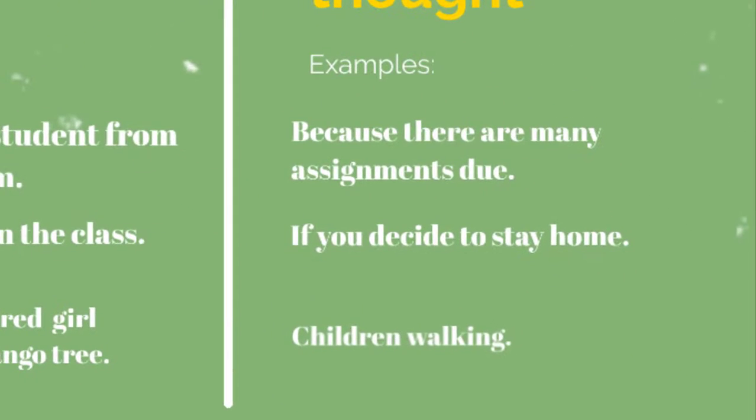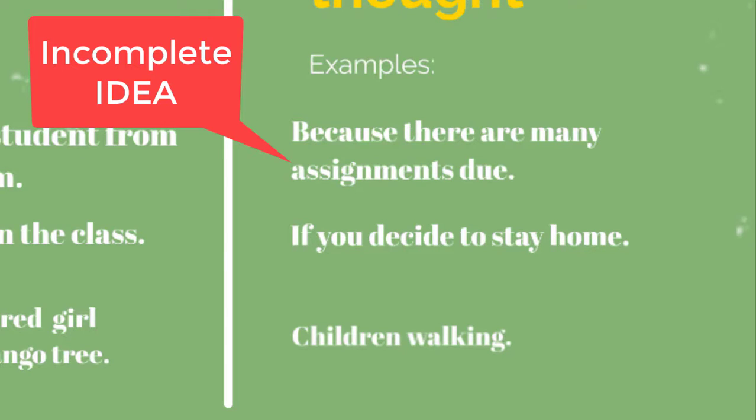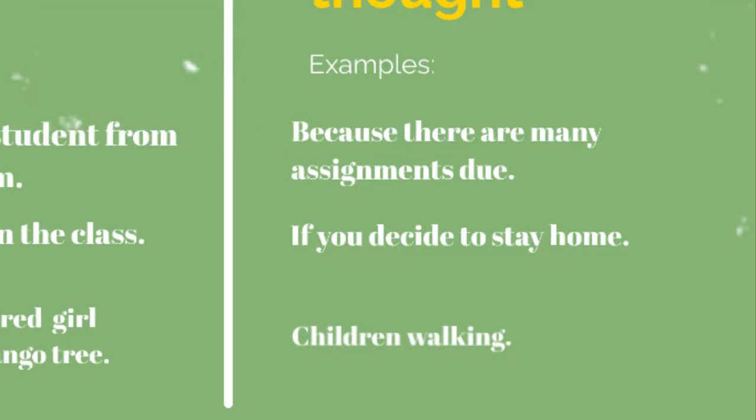Example number 1: because there are many assignments due. What about it? You can sense already that there is something missing, and that is what we call a complete thought. Because there are many assignments due, what? It feels like it needs more, right? You can write an extra piece and then that would be a complete thought.